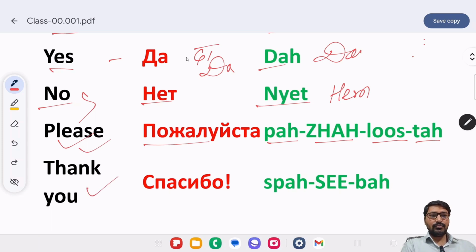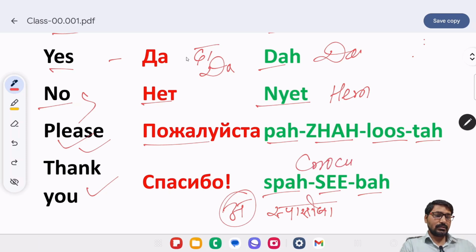Another word is thank you. So thank you, how do we say it in Russian? Spasiba. Okay. Spasiba, like that. So how are we writing it? One moment, I'm writing wrongly. Spasiba. Okay. This O becomes A while pronouncing.